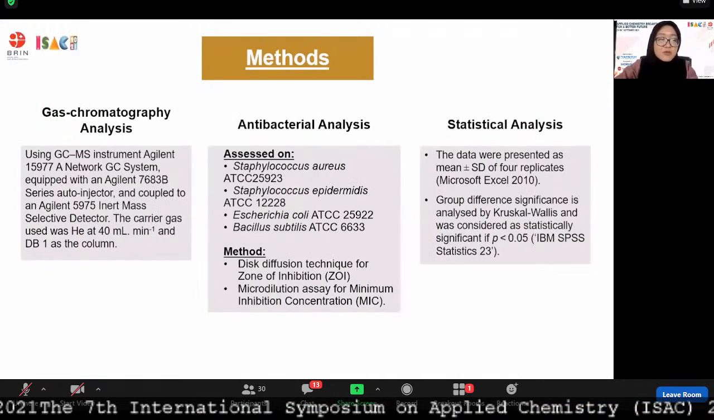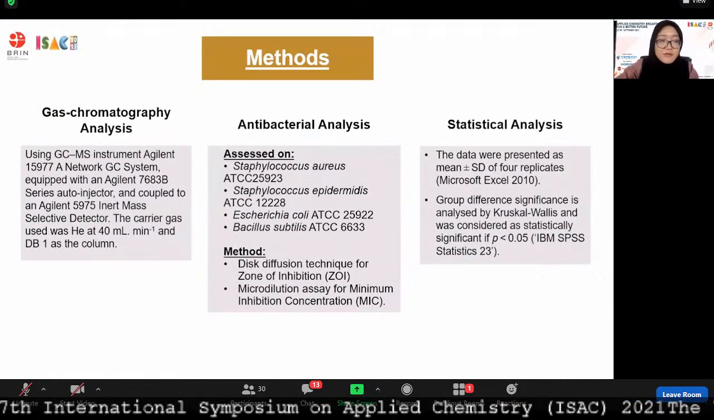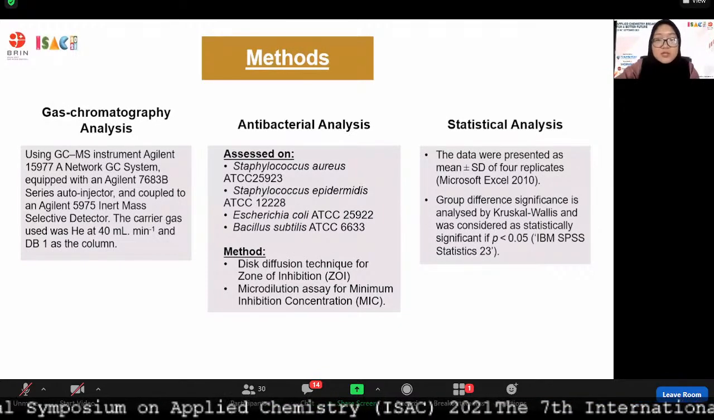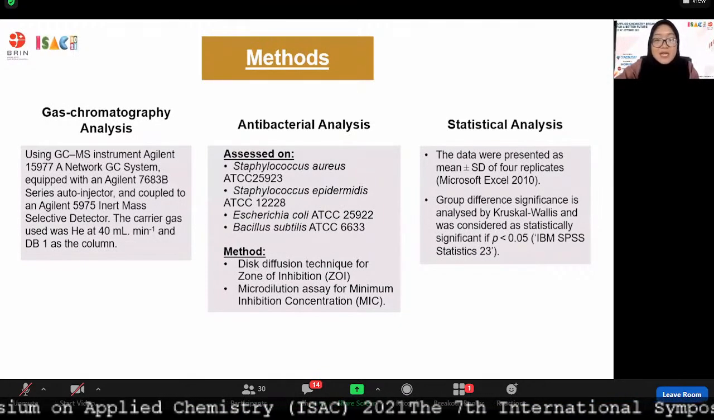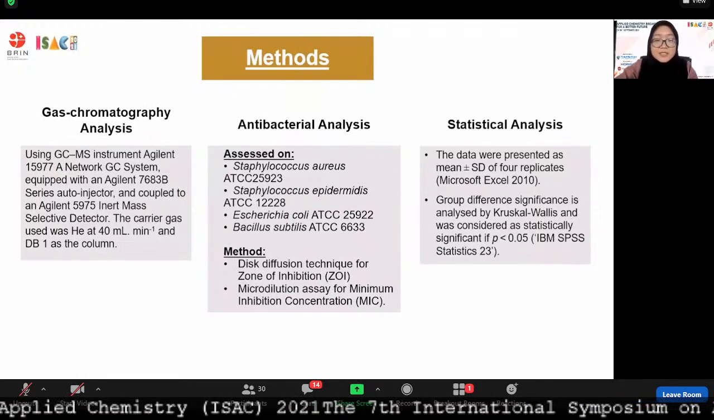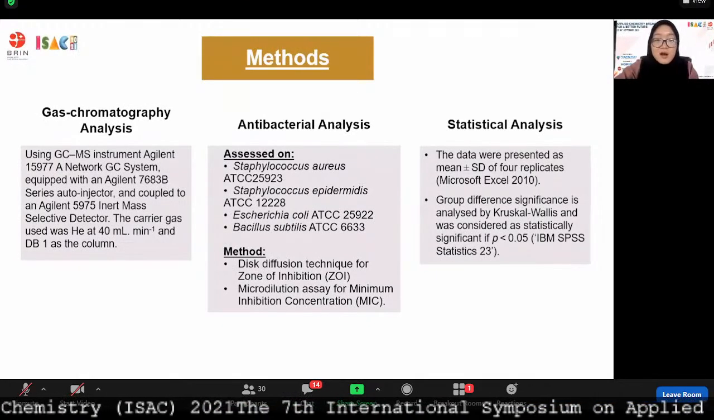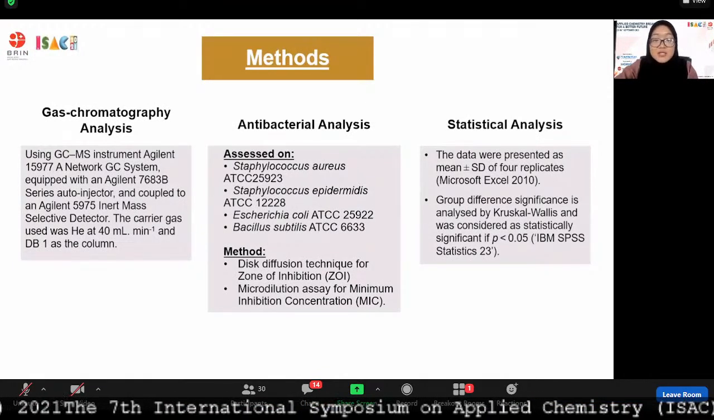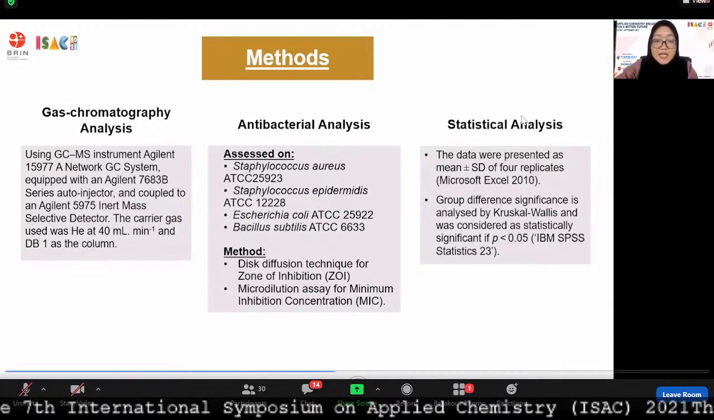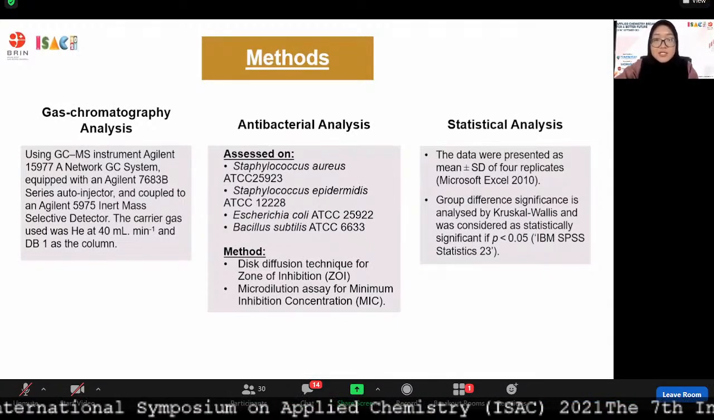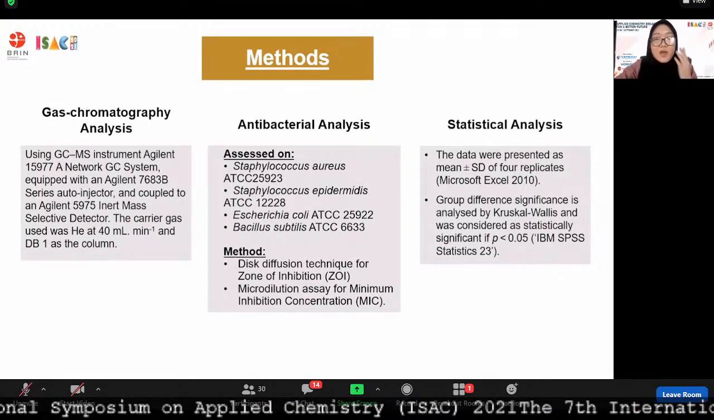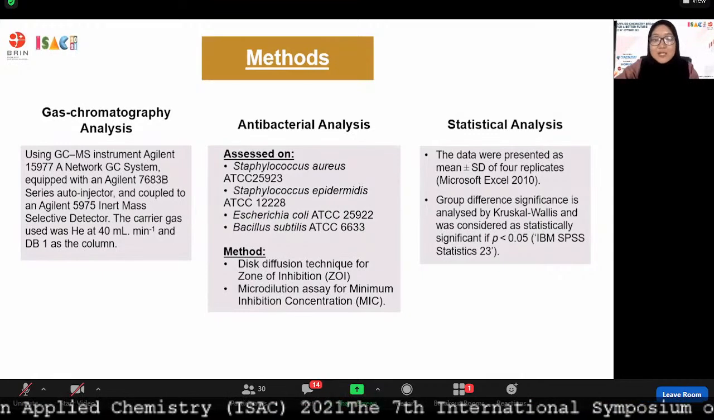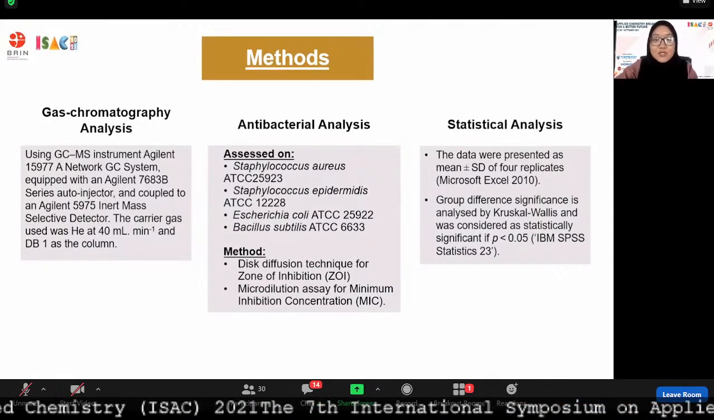To analyze the chemical composition, we use gas chromatography analysis, and for antibacterial analysis, we assess on Staphylococcus aureus, Staphylococcus epidermidis, Escherichia coli, and Bacillus subtilis. And the methods we use are the diffusion technique for zone of inhibition, or ZOI, and microdilution assay for calculating minimum inhibition concentration, or MIC. Afterwards, the results of the antibacterial analysis were analyzed statistically using Kruskal-Wallis.